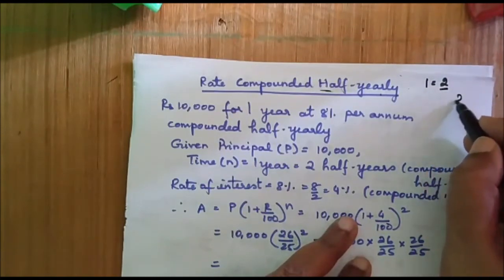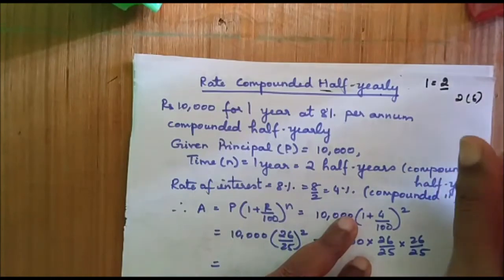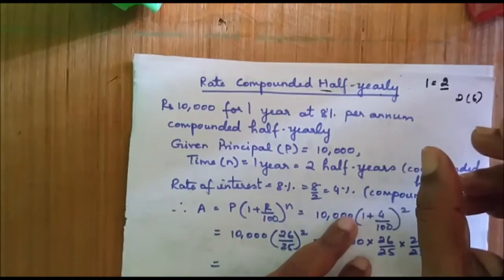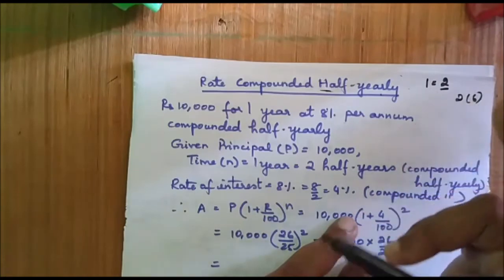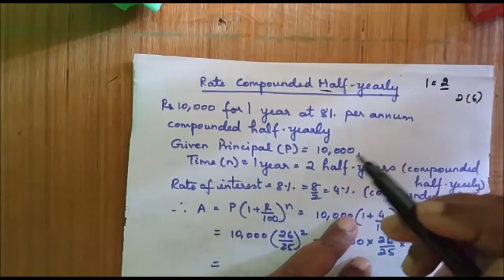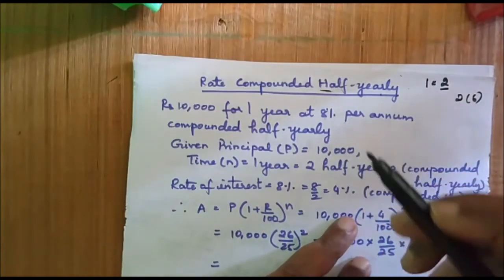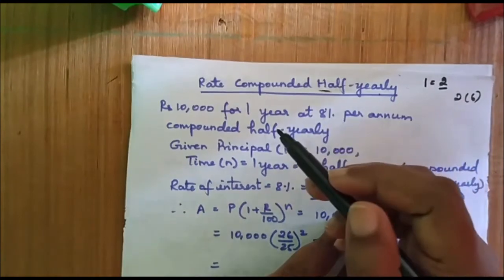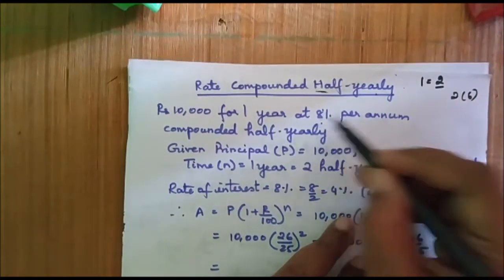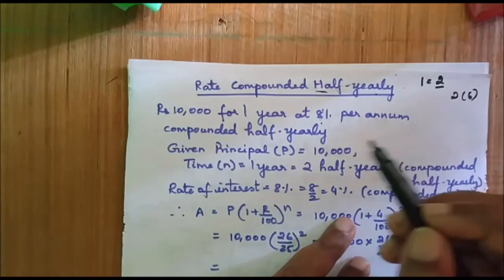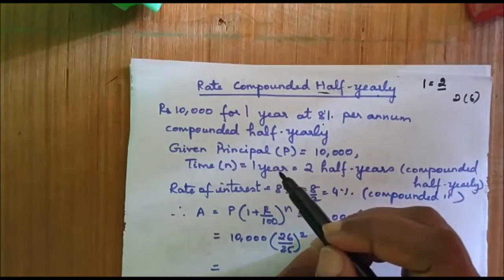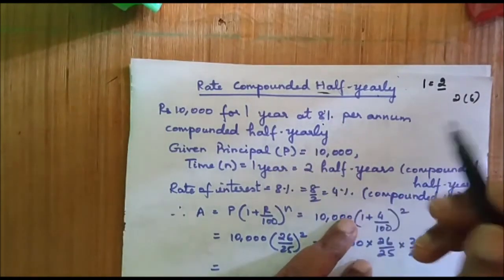So in a year there are two 6 months, isn't it? 12 months divided by 2 is 6 months. So you have two 6 months. So the interest will be calculated 2 times. I hope you get it. And the rate of interest, which is 8%, will become 4% because it is calculated half-yearly. I hope you get it.